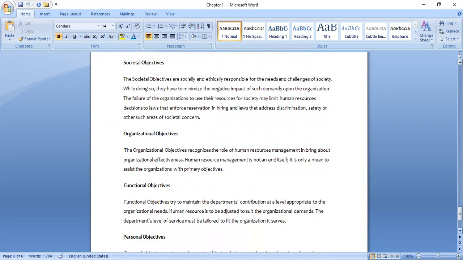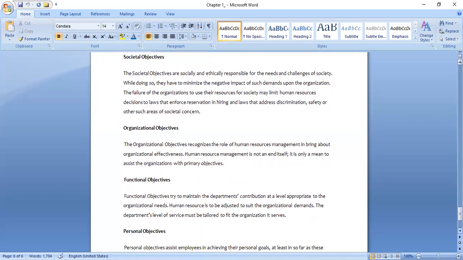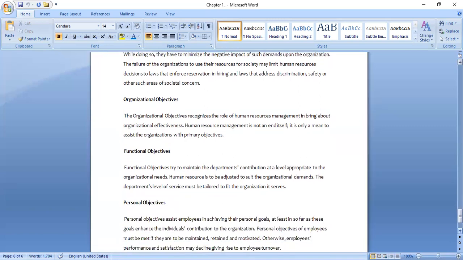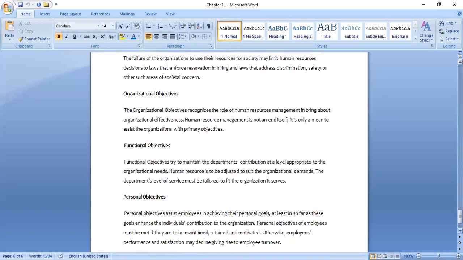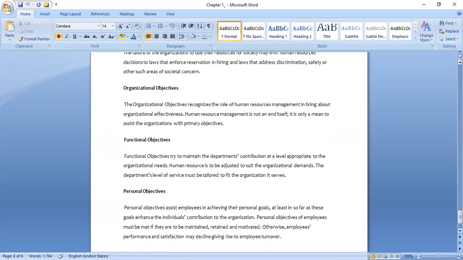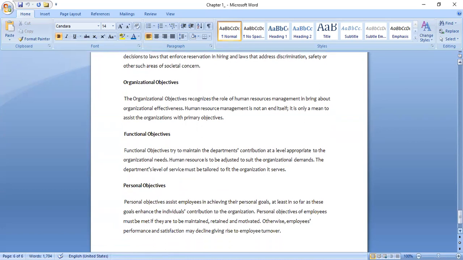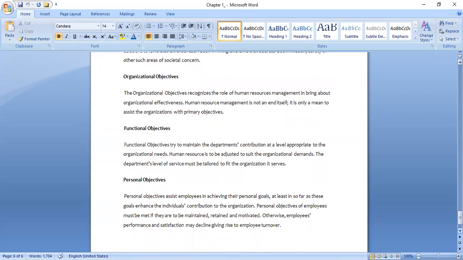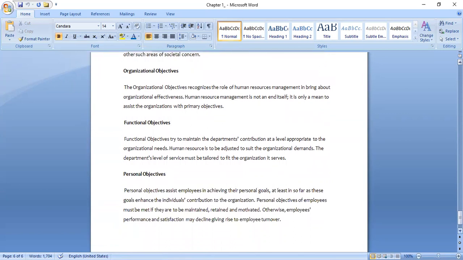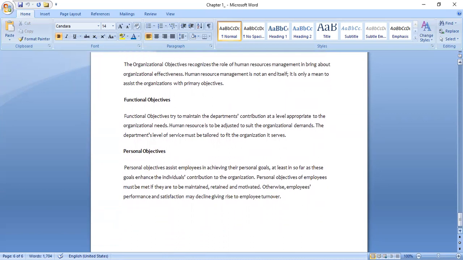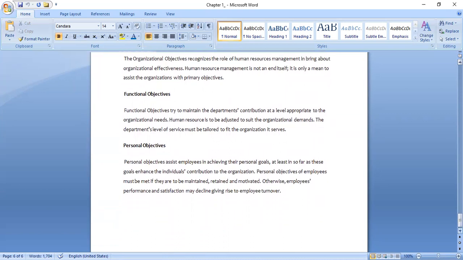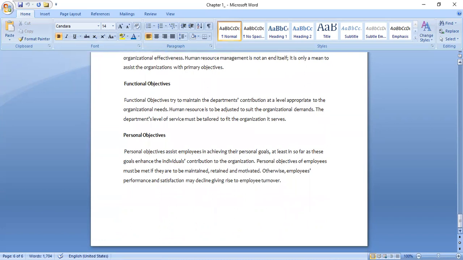Then the organizational objectives of human resource management are some of those that we've seen. For example, enabling these workers to work together as a team, such that at the end of the day, the organizations achieve their goals and objectives, right? Objectives are short-term, but goals are long-term. Then functional objectives.